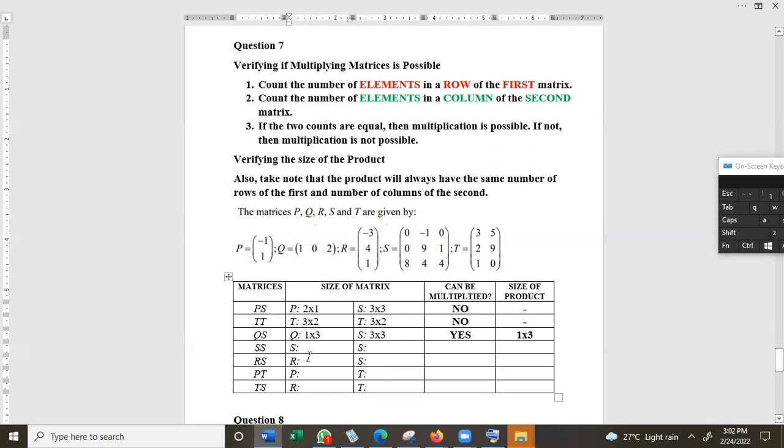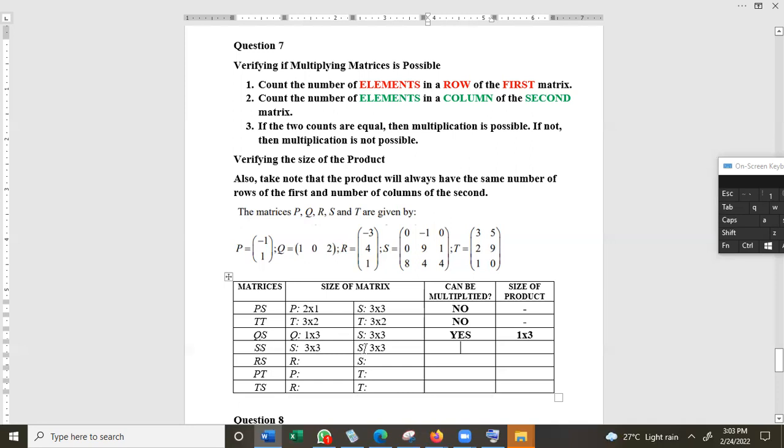S times S. S we say is a 3 by 3. Again, S is a 3 by 3. Okay, 3 by 3. Are those two inner numbers matching? So most likely yes. All right, let's verify. How many elements in the row of the first? 1, 2, 3. How many elements in the column of the second? 1, 2, 3. So yes, multiplication is possible.